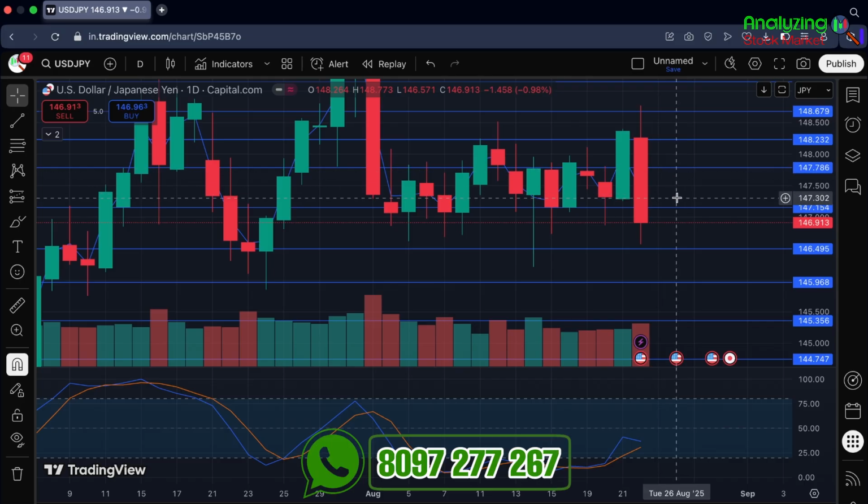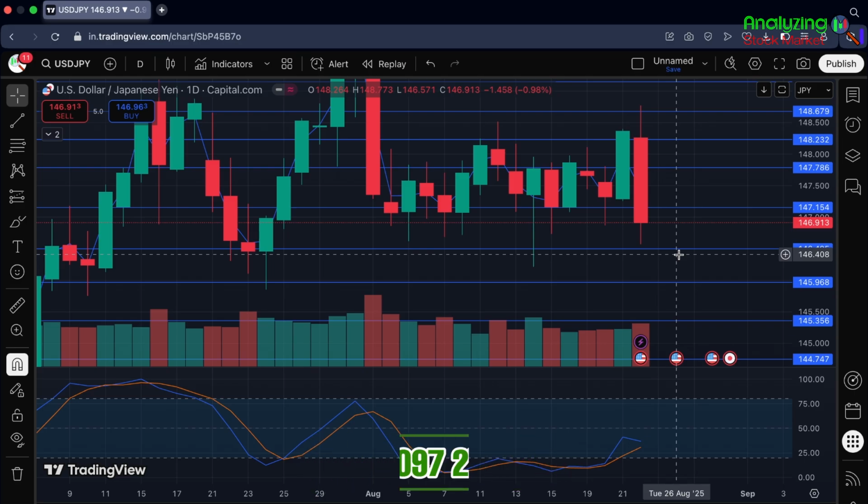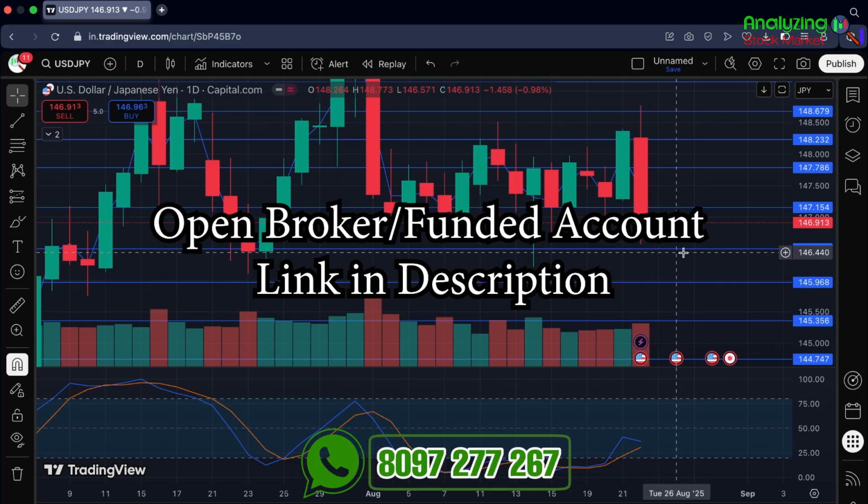So my expectation is a bit of a positive move in this range. But remember, if you're looking for a downtrend, that is a negative move, then only look for downtrend when 146.495 gets breached and there is a one-day candle close below this level. Then we can see a move till 145.968. Overall, my expectation is a positive move, positive range.